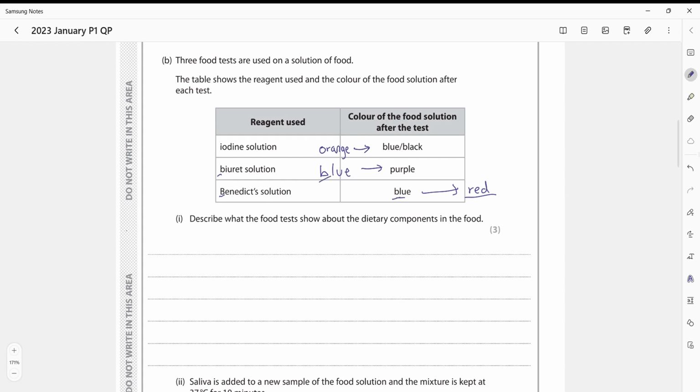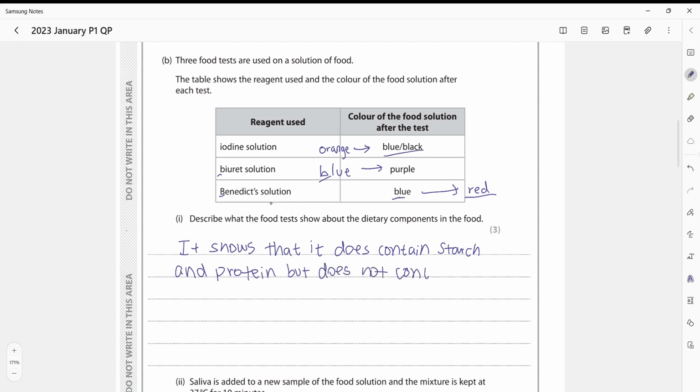Okay, so part 1, describe what the food tests show about the dietary components of the food. It shows that it does contain starch because it's blue-black, right? That it does contain starch and protein because of the Biuret solution, but does not contain reducing sugar.